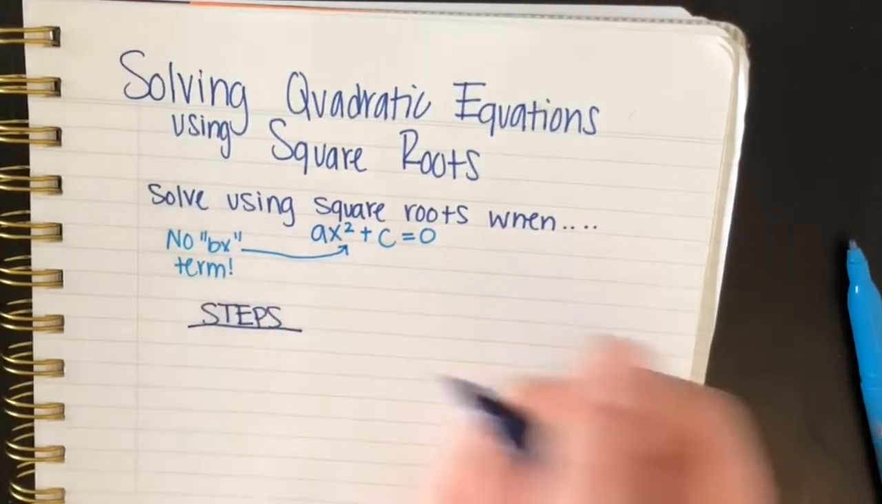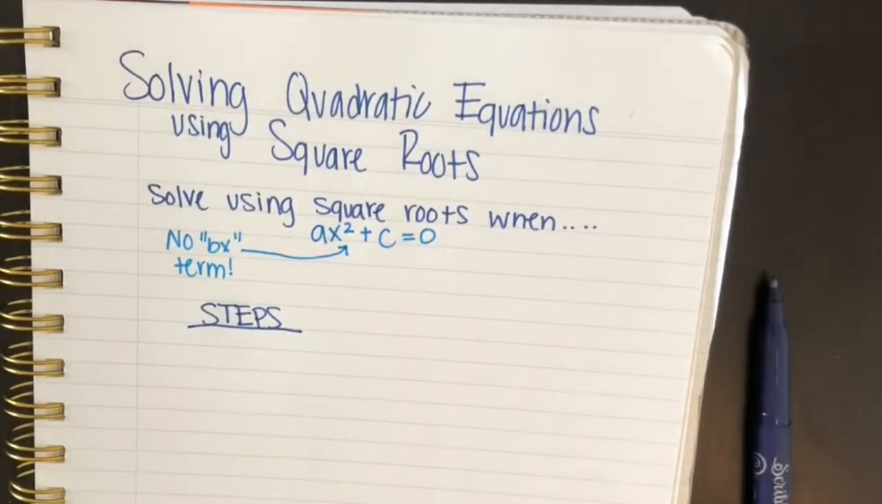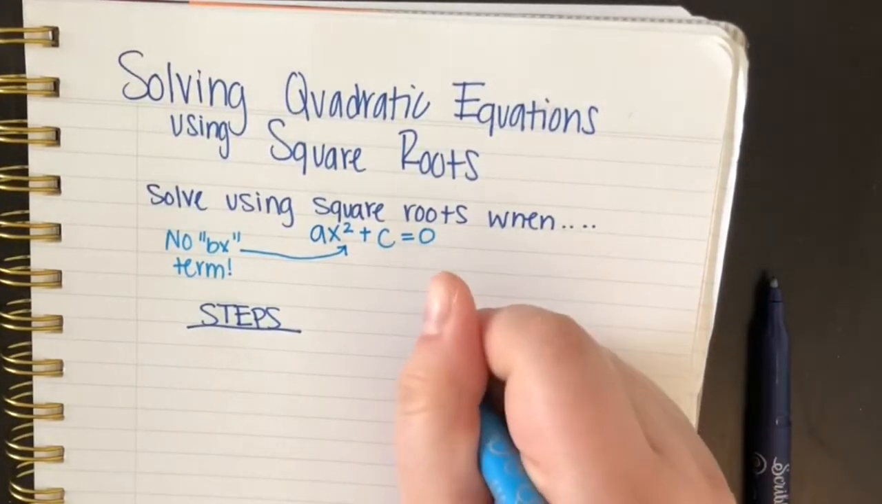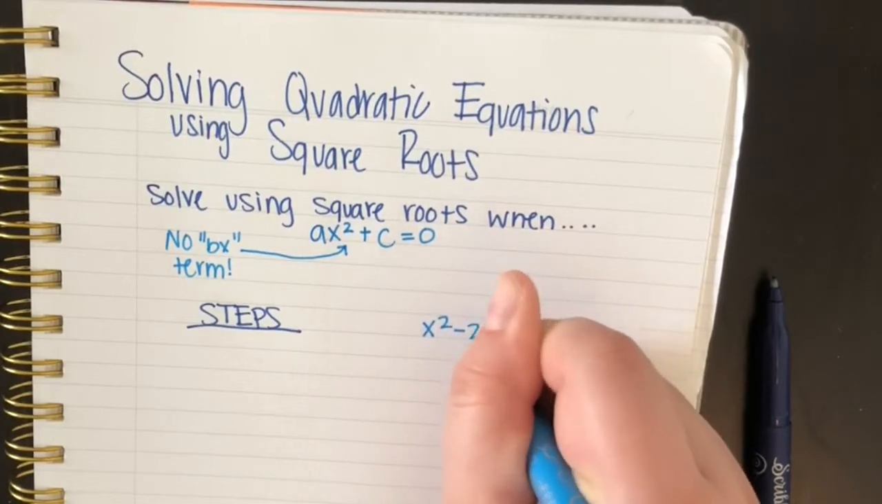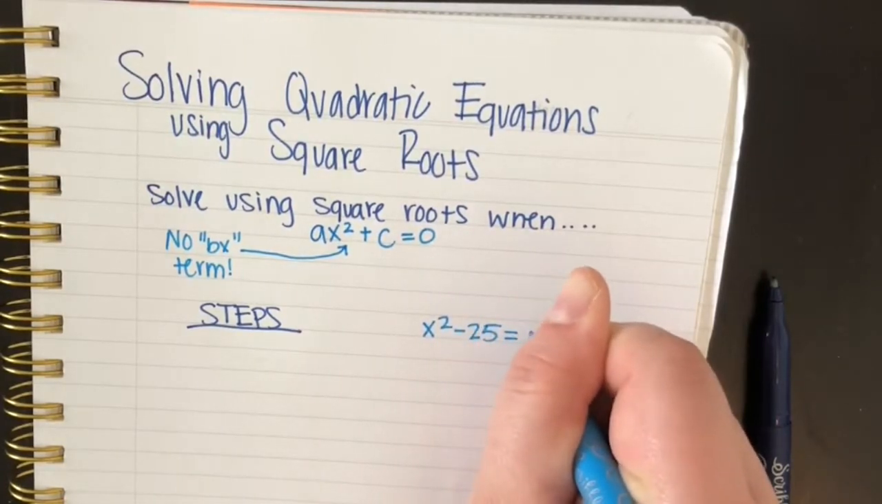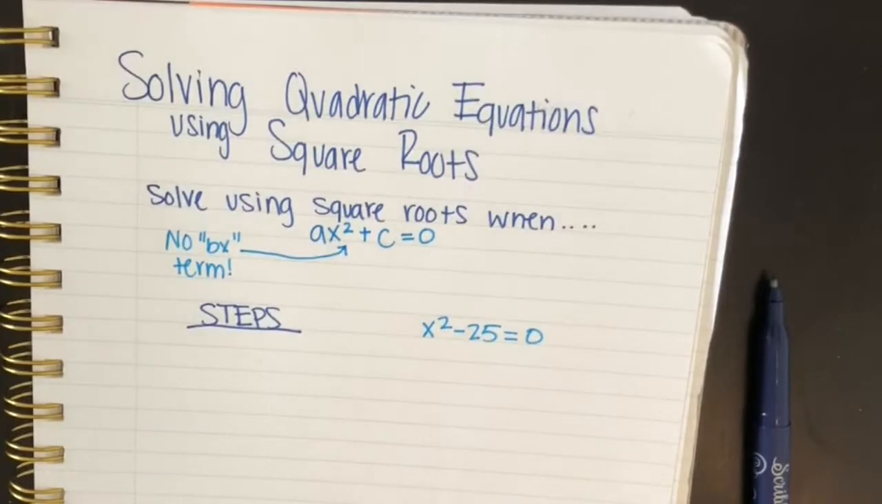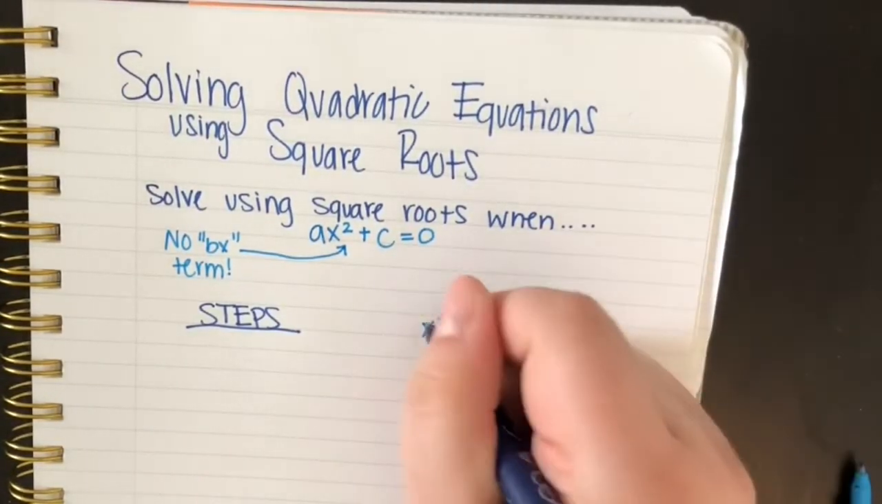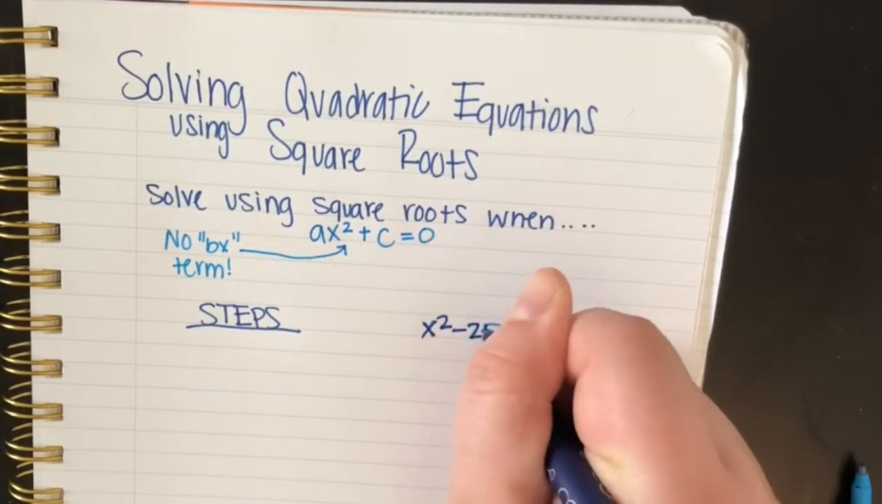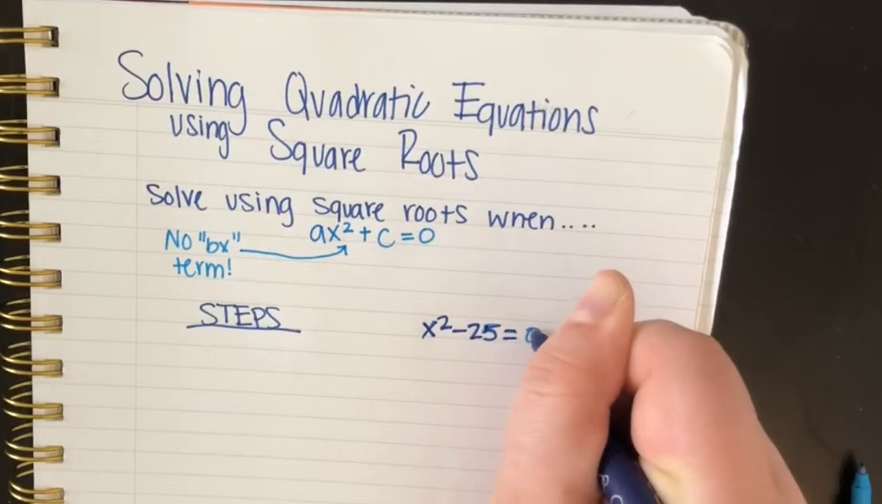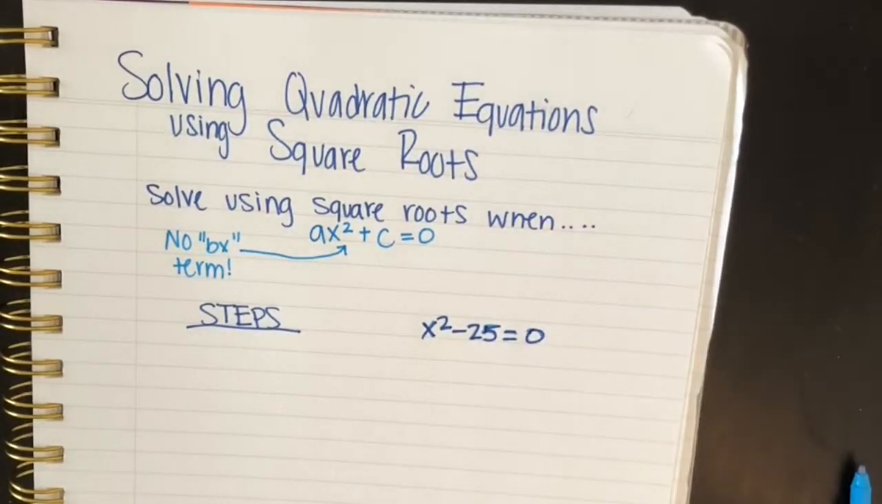So we have some simple steps to this, and while we go over the steps, we're going to go over an equation. So x squared minus 25 equals 0 is the practice equation we'll use.